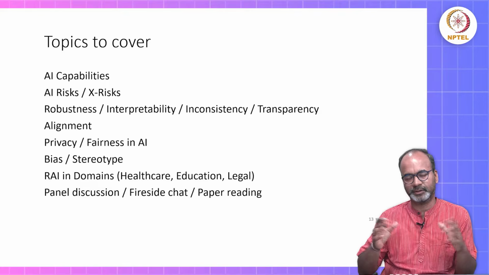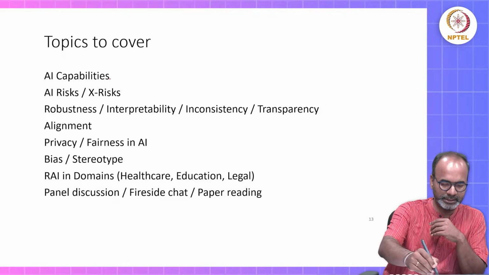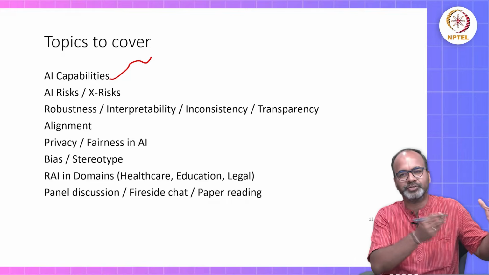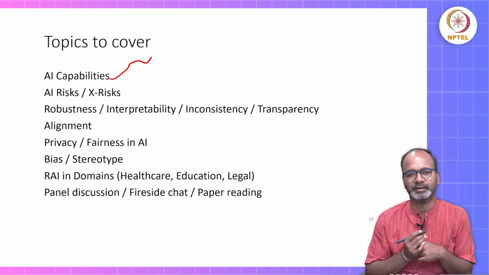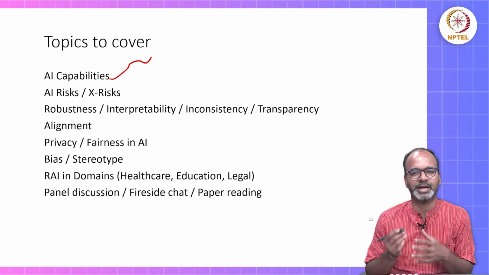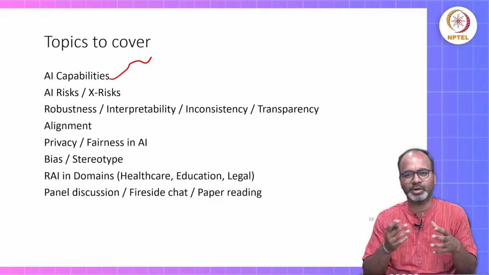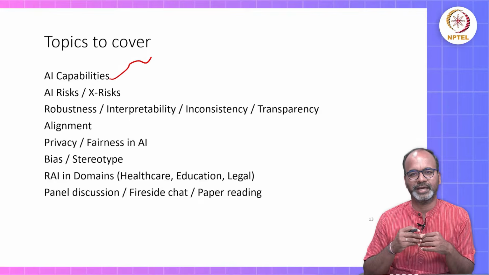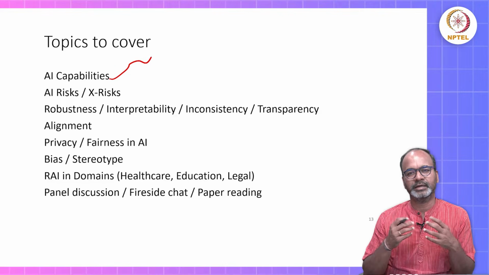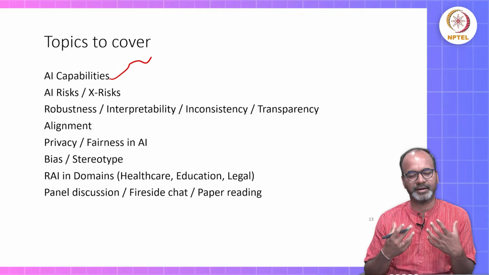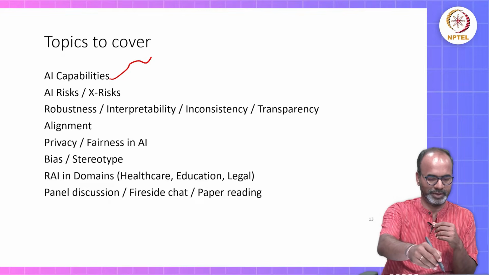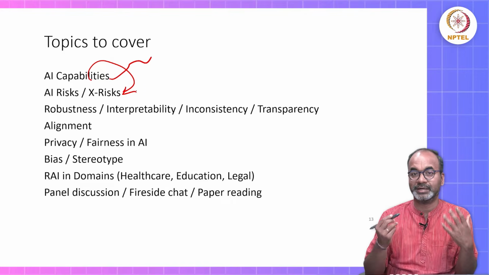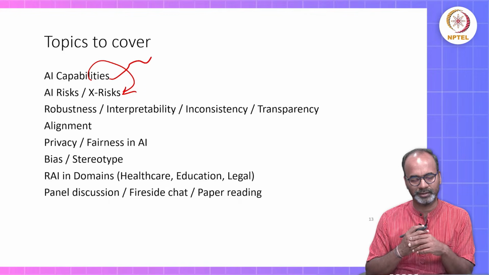What are the topics that we are going to cover, right? So AI capabilities would be more like how things have changed from past to now, what are the big changes that have happened in the last couple of decades to see the AI capabilities right now, what we are seeing. Of course, when you have capabilities, there's also risk connected to it. What risks are there is what we will look at here.